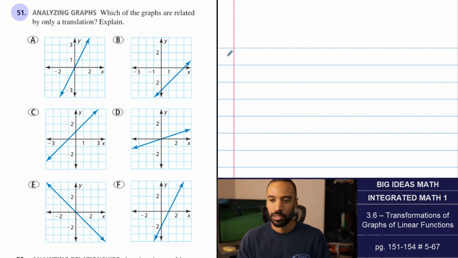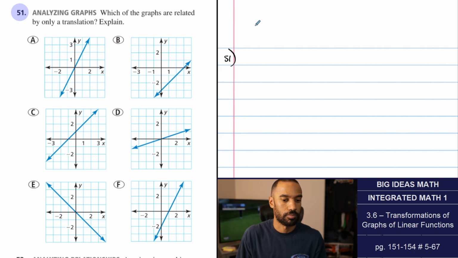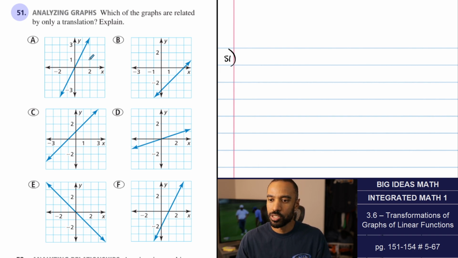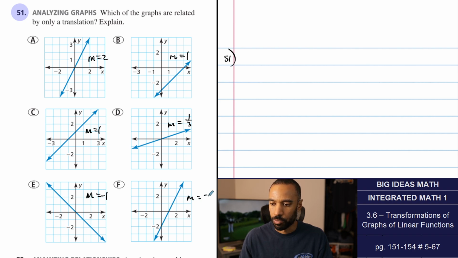Now, there are, let's see, 51. Actually, maybe it's not 3 pairs. I don't know. Let's look. We want to find ones with the same slope. Are the scales the same? Yes, they all go by ones. Okay. This has a slope of 2. Hold on. I'm going to do something for a second here. This has a slope of 2. This has a slope of 1. This has a slope of 1. This has a slope of 1/3. This is a slope of -1. And this has a slope of 2.